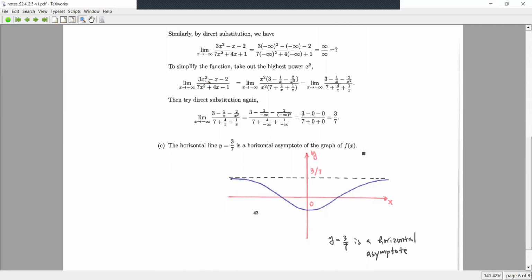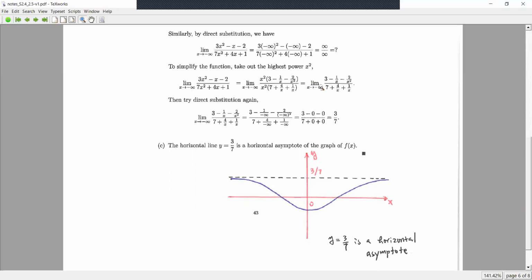Again, we take out the highest power from the numerator and from the denominator. The highest power in the numerator is x squared. We take x squared out. The highest power in the denominator is x squared. We take x squared out. Then we have this equation. Cancel x squared, then we have this equation. Now, this limit should be easy to tell.